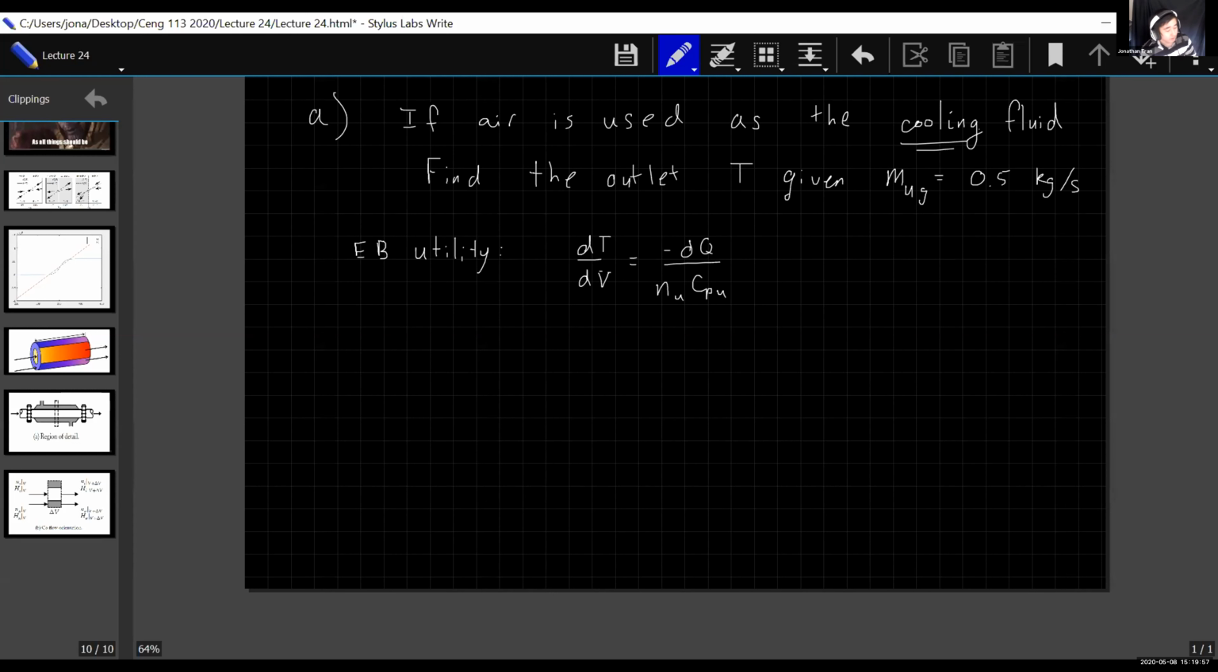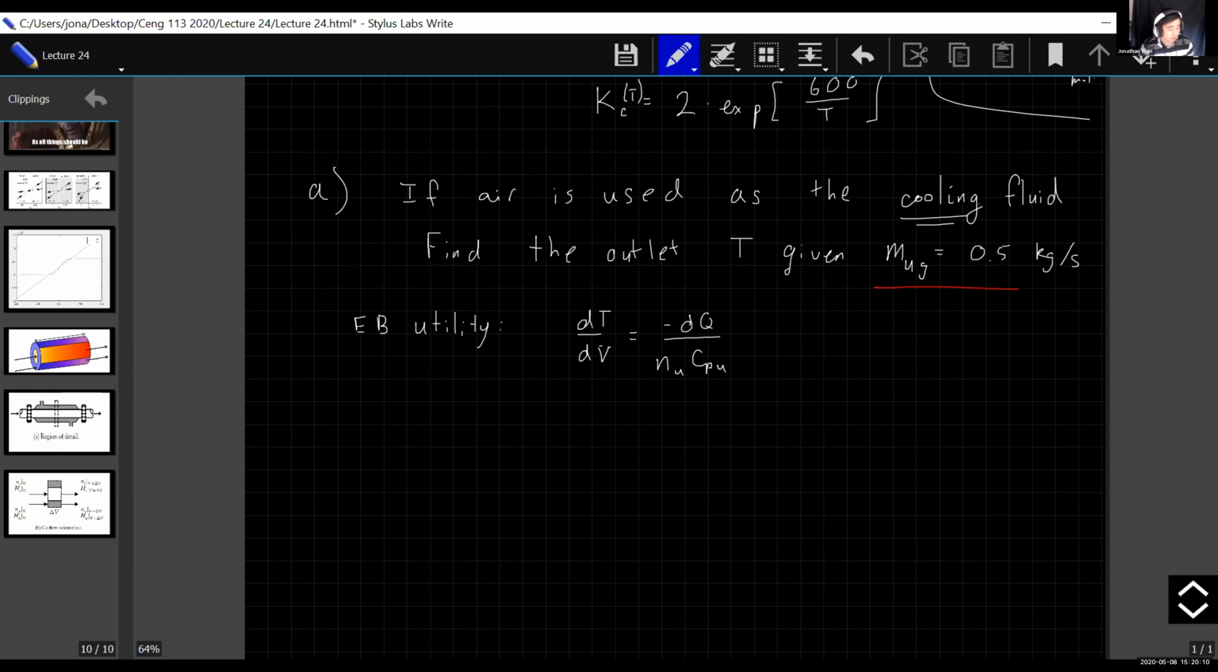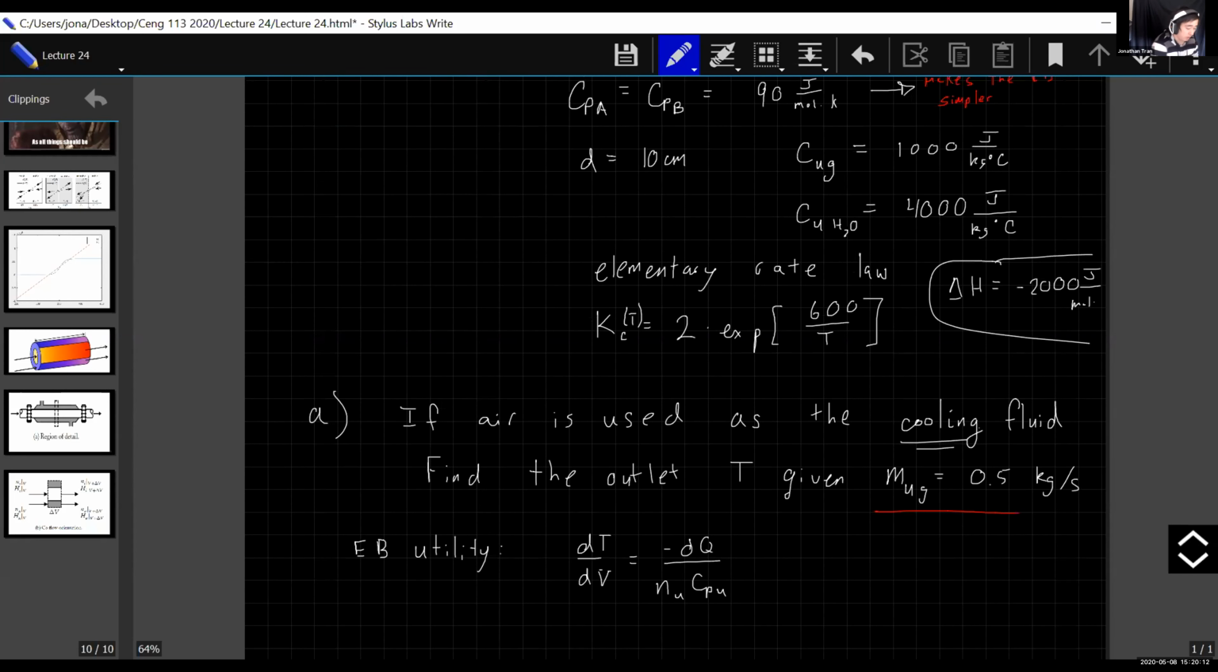Now, in this case, the utility balance as given here is expressed in terms of moles per second. Notice that here they give us a mass flow rate, and also notice that the units on our specific heat for the gas and the water are given in units of mass as well.